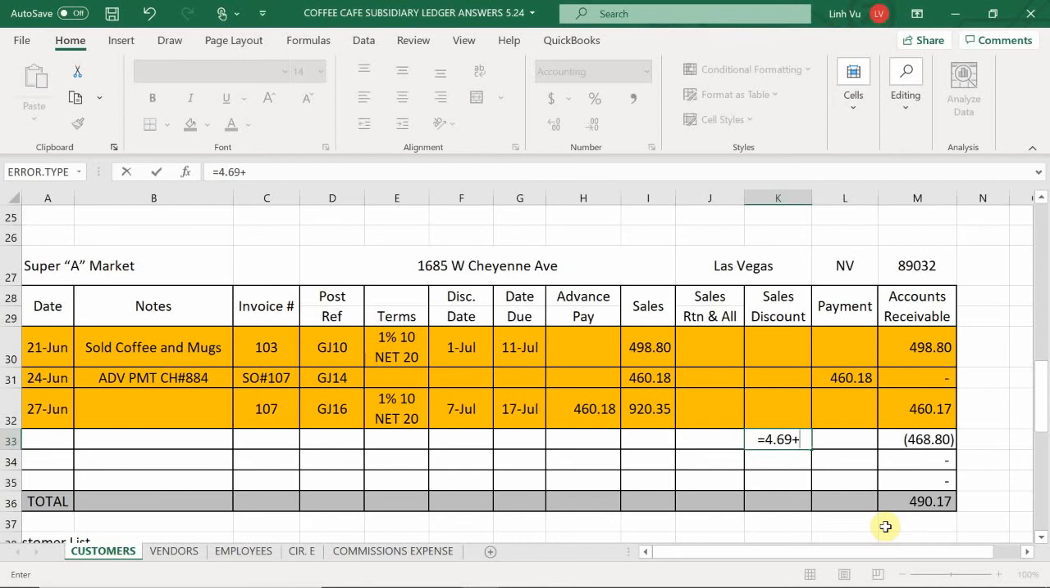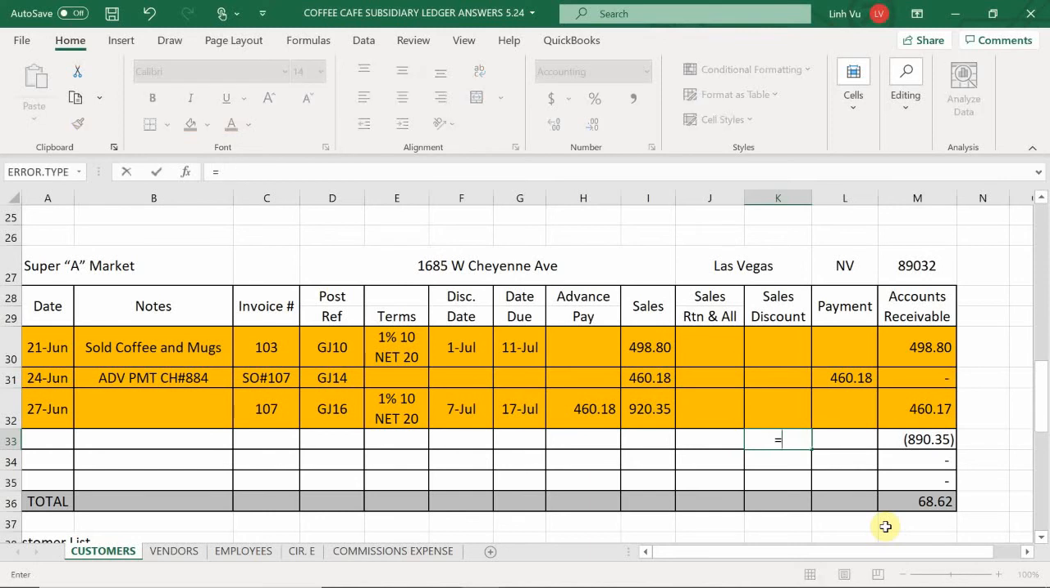And then our other batch, which is for 107. Here we originally invoiced $920.35, which they made an advance payment for. Now, they made an advance payment. That doesn't mean they only get a discount off of whatever they owe us. They get a discount off of the entire sales. So we have to figure out what 920.35 minus 30 is, and 1% of that is $8.90.